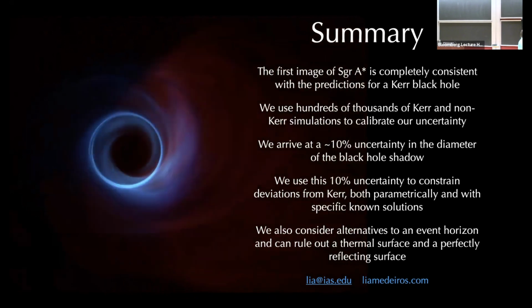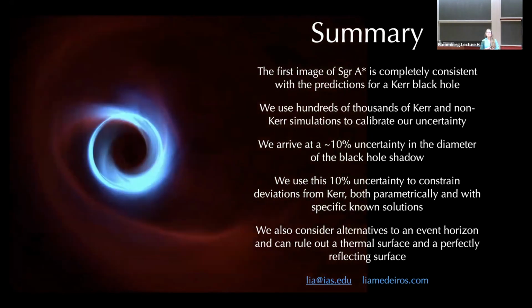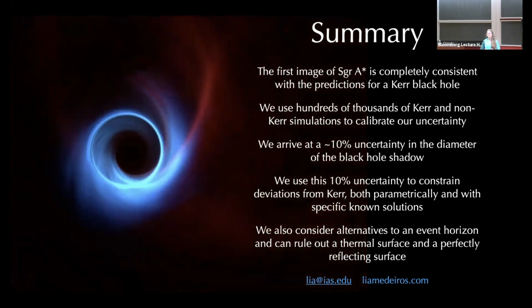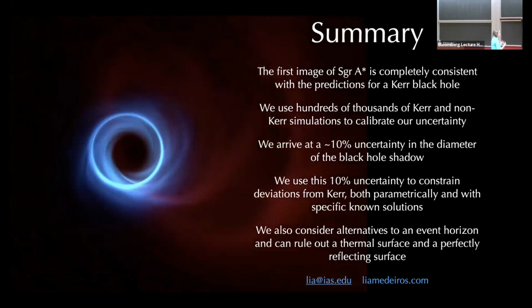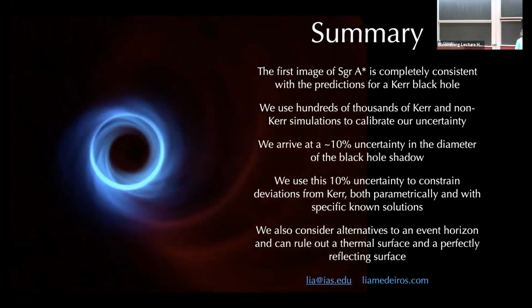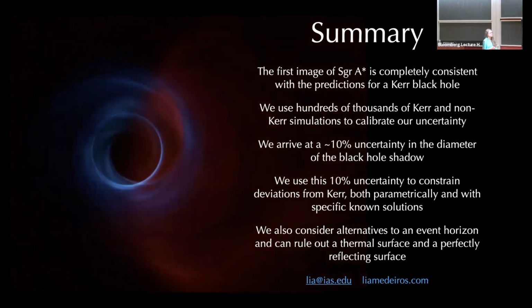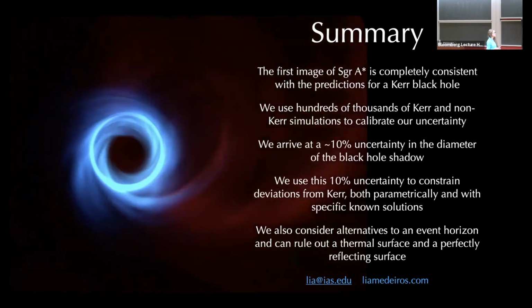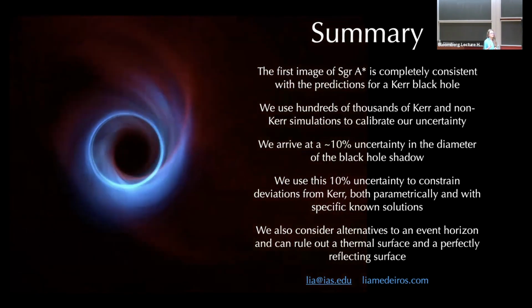So the first image of Sgr A* is completely consistent with the predictions of a Kerr black hole. I feel like whenever I talk about this, I don't really emphasize that enough, so now I've made a point of putting this in all of my summaries. Yes, we don't measure any deviations. Nobody's really that surprised. We use hundreds of thousands of Kerr and non-Kerr simulations to calibrate our uncertainty. We arrive at about a 10% uncertainty between the diameter of the black hole shadow and this observational ring.